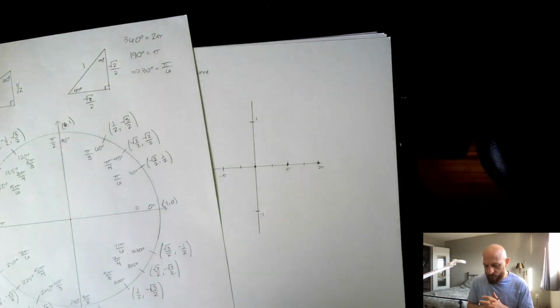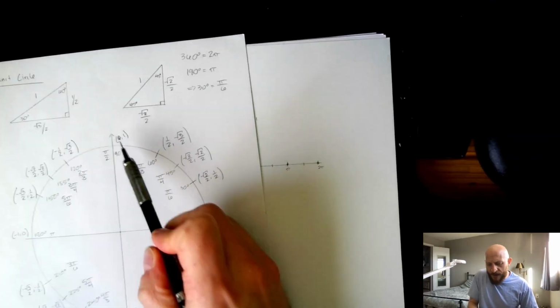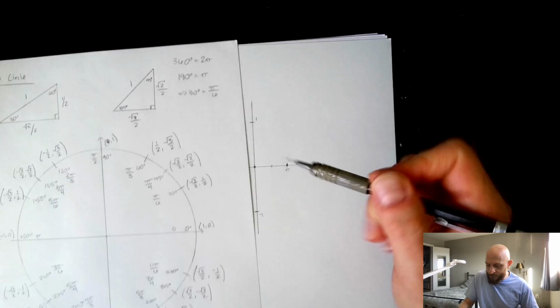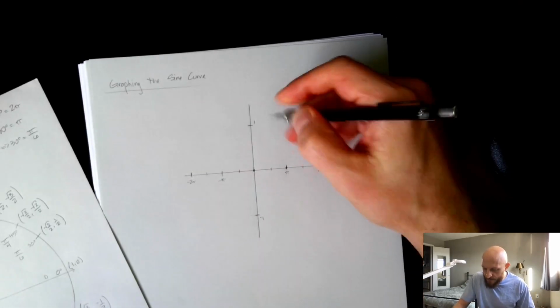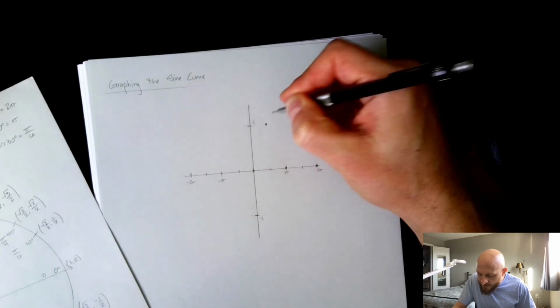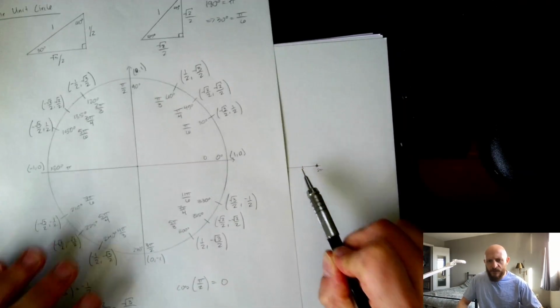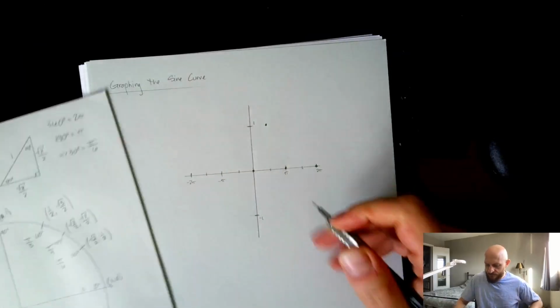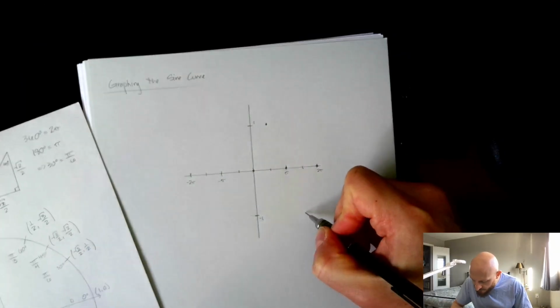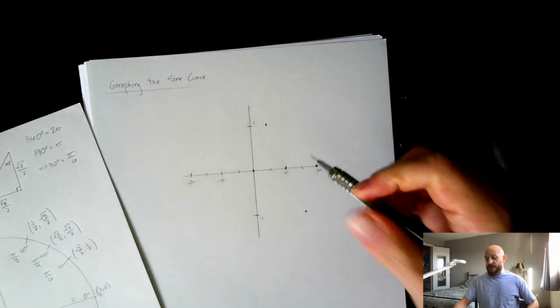Okay, now let's mark off the pi over 2 units. Here's pi over 2. At pi over 2, sine is 1. So up here, we'll go through this point about right here. And then the sine of 3 pi over 2 is negative 1. So at 3 pi over 2, we're down here at negative 1. And the graph is starting to form.